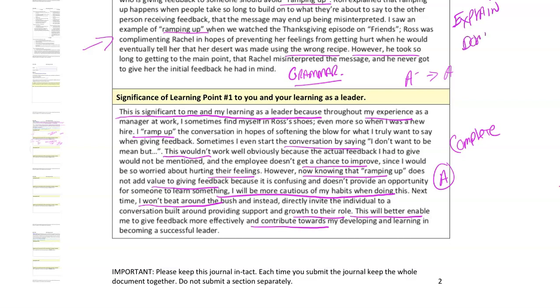Don't repeat. Edit for clarity. And that's for that section. Same thing applies for the second section here. Don't repeat yourself and edit for clarity. And in that way, you'll be on your way.